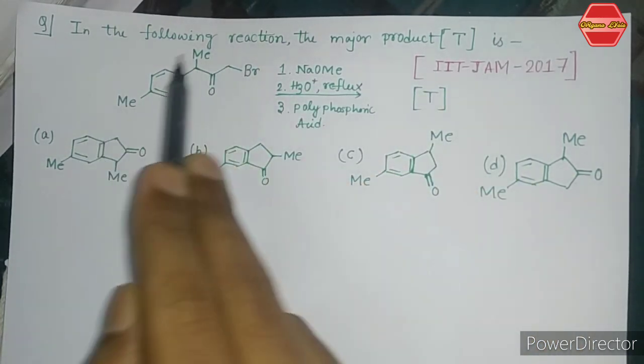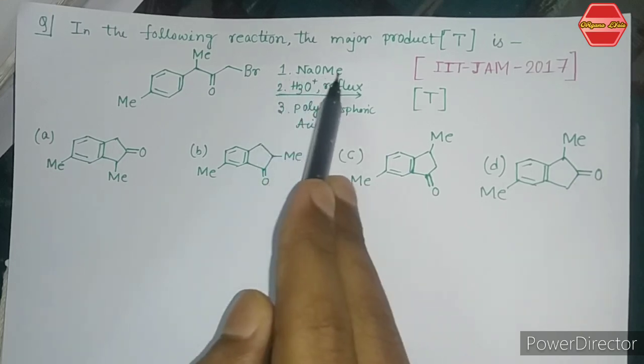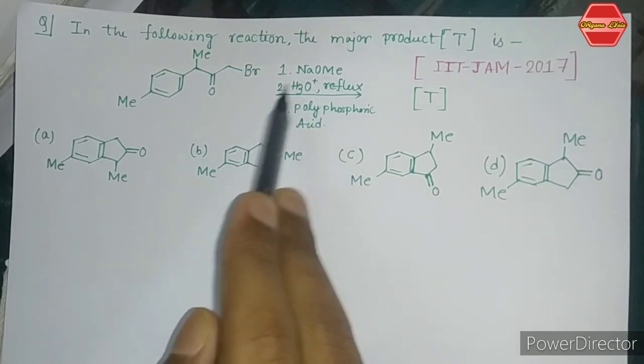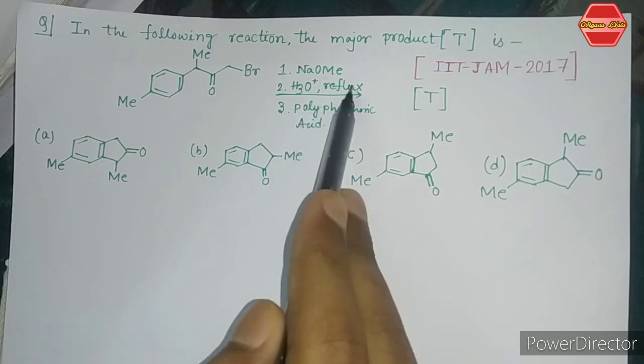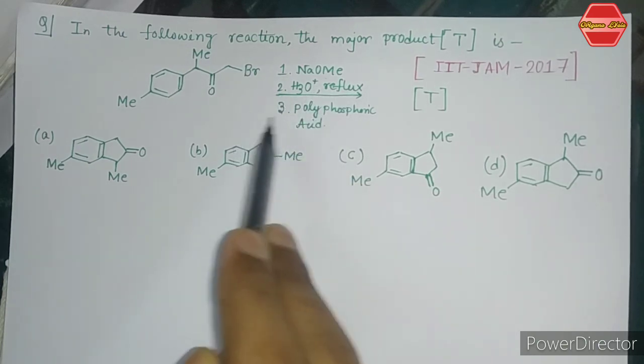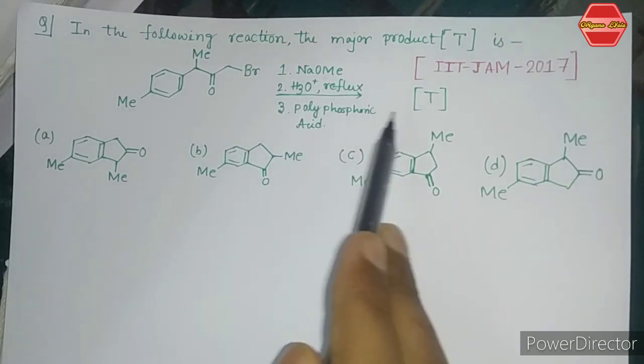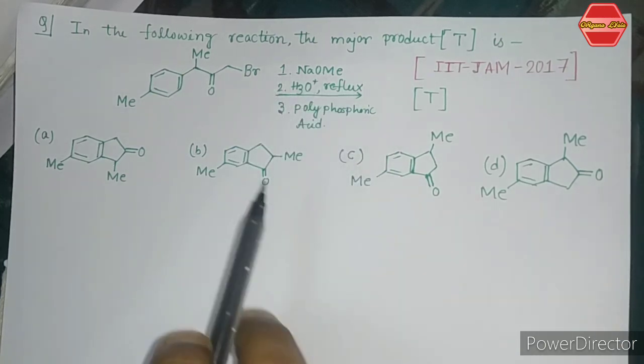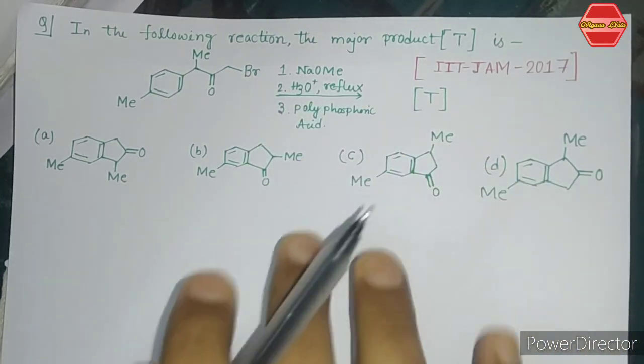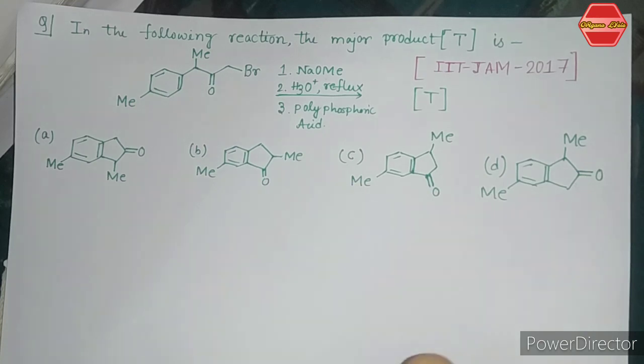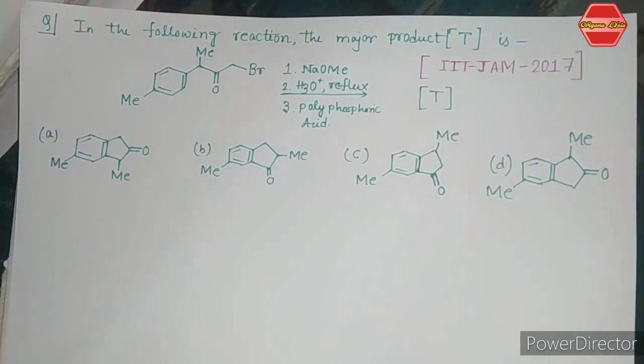You are given a structure like this, and there is a base, sodium methoxide, then H3O+ and reflux, and in the third step we have polyphosphoric acid, called PPA in short. Okay, we all know that. Now before starting to solve this question, we have to know what the Favorskii reaction, or Favorskii rearrangement, is, and how to identify it.